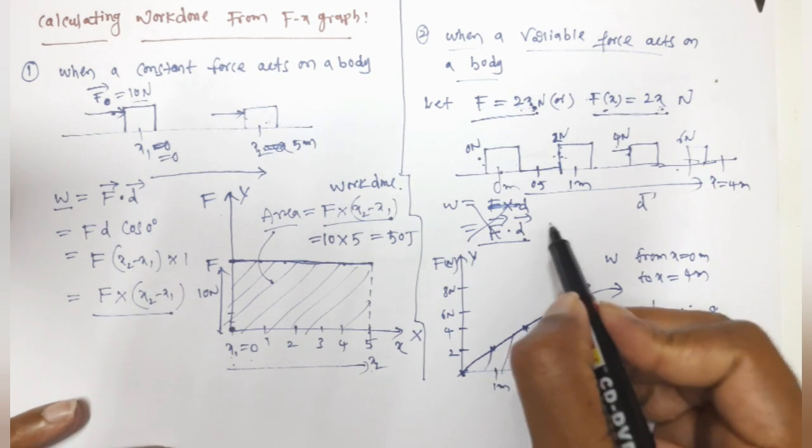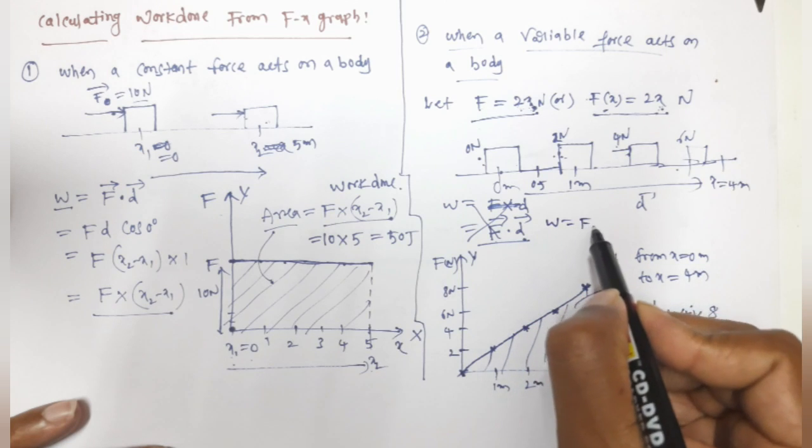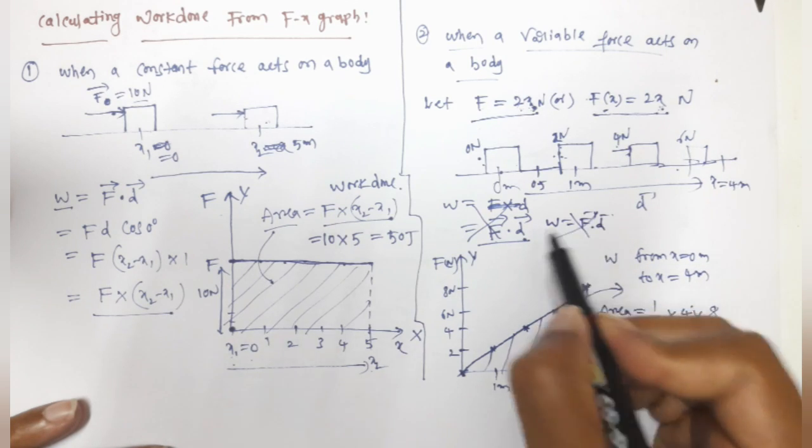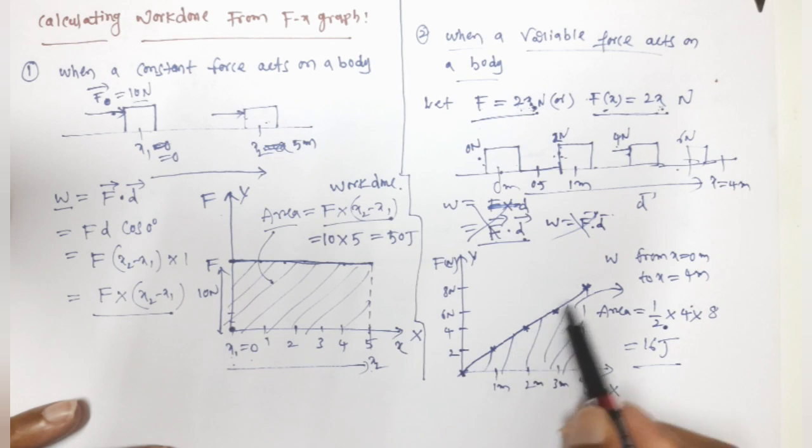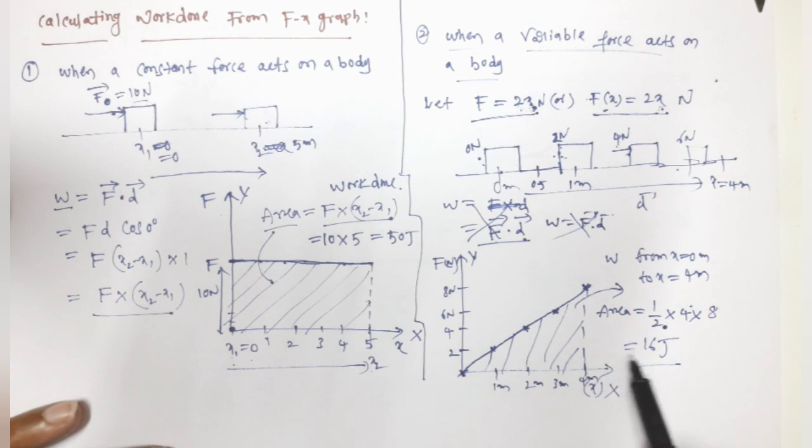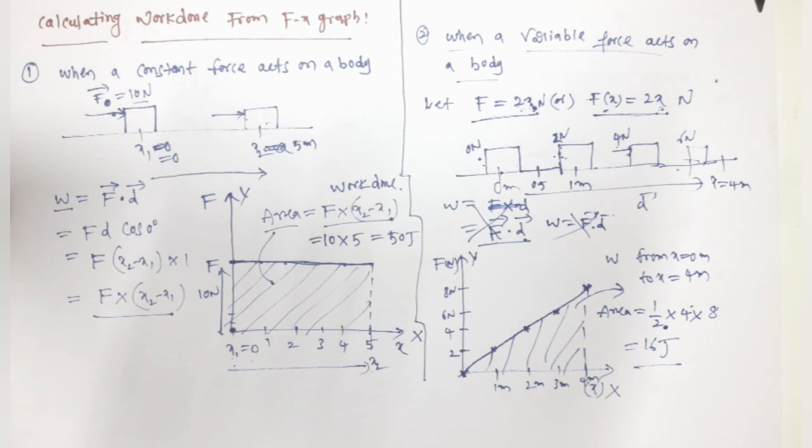Here, using the formula W equal to, using this formula you cannot find the work done. But by calculating the area under the curve or a straight line we can calculate work done. So this is the use of the F-x graph. We can calculate work done from the F-x graph, that means force on the y-axis and displacement on the x-axis.